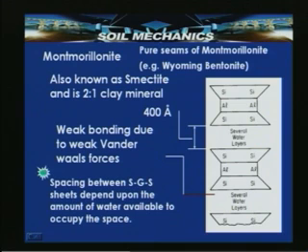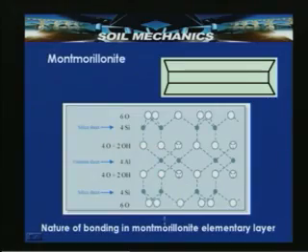So, in this figure, several layers of alumina sheet and silicate sheet are shown here. And here the nature of bonding in the montmorillonite elementary layer can be seen, where the alumina sheet is sandwiched with the help of a silicate sheet at the top and another silicate sheet at the bottom. So, it is presented here: the alumina sheet or gibbsite sheet, with a silicate sheet at the top and a silicate sheet at the bottom. This is the nature of the bonding in the case of a montmorillonite elementary layer.